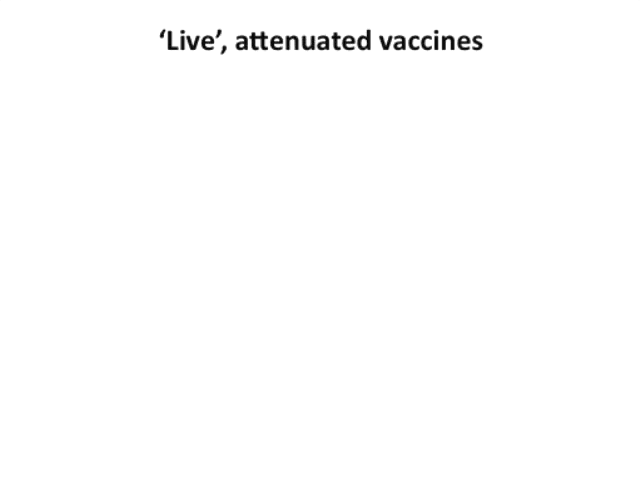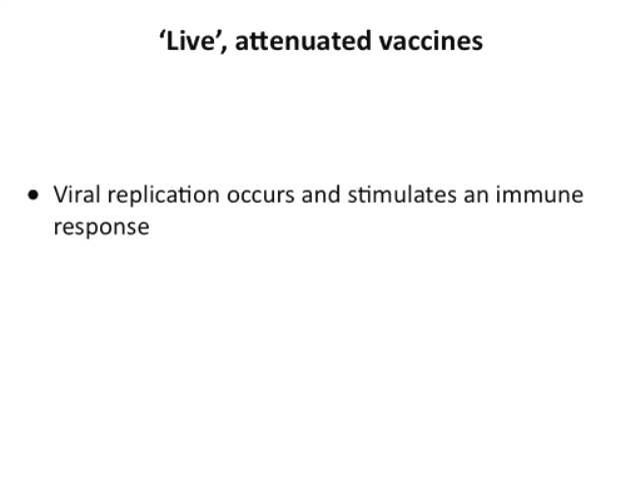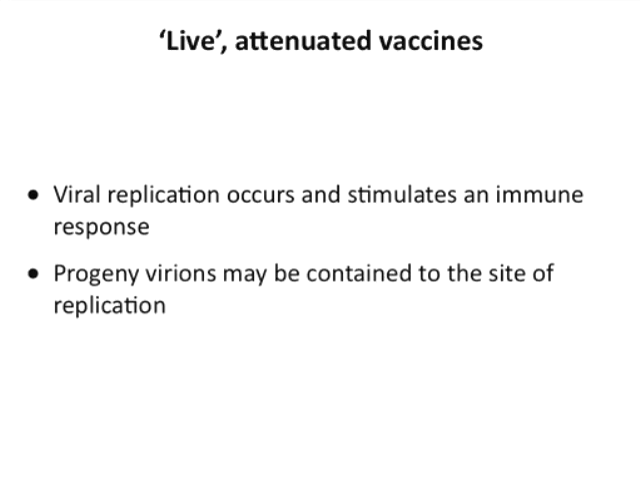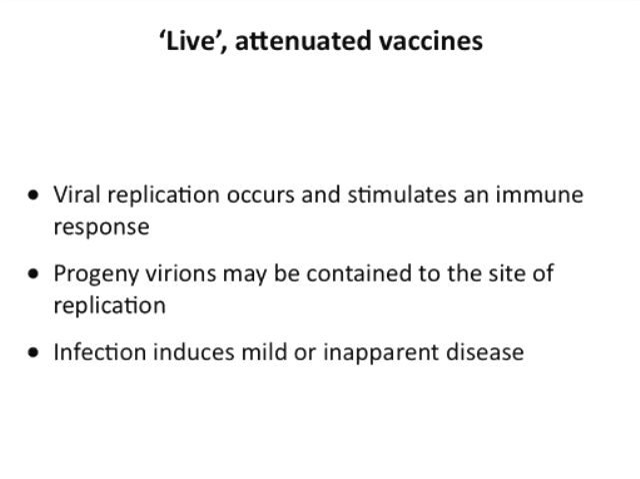Let's talk a little bit about live, in quotes, attenuated vaccines. And in these vaccines, you actually get viral replication. So this most approximates a real infection and stimulates a good immune response. Depending on the vaccine, the virions may be limited to the site of inoculation. In other vaccines, they actually spread. The polio vaccine you ingest, and it spreads everywhere. And infection with these vaccines should induce inapparent disease or maybe mild disease at the worst.